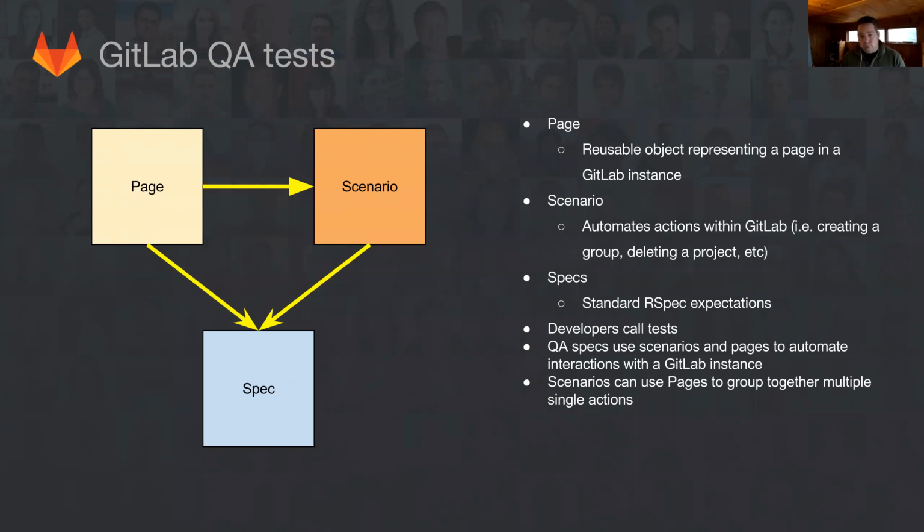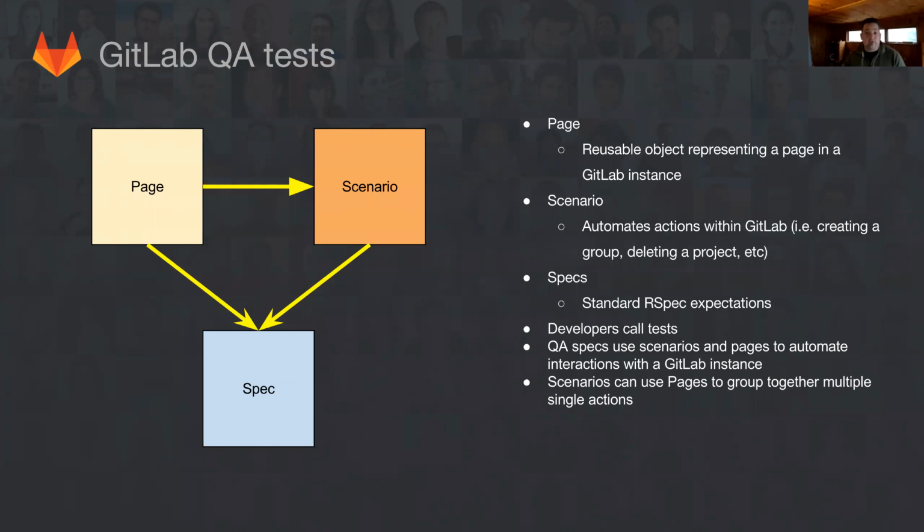A scenario is a series of tasks and steps to represent an action you might take in GitLab, something like create a group or create a new repository or delete a user. And the spec is the code that actually just calls the scenarios and pages, replicates a user behavior, and then ensures that the results are as we expect.